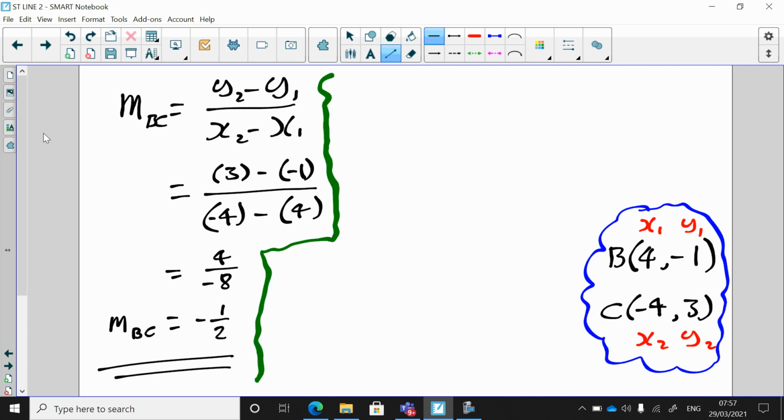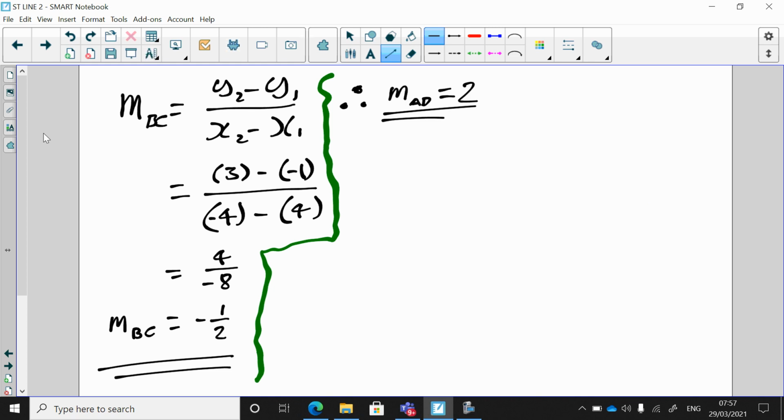Right, so just putting that away to the side there. So remember, for gradients of perpendicular lines the product is -1, but the quick way to do it is just flip it and change the sign. So 1/2 goes to 2/1, it's just 2, and a negative goes to a positive. So that's why the gradient of AD is equal to 2.